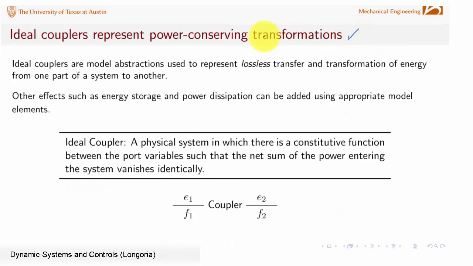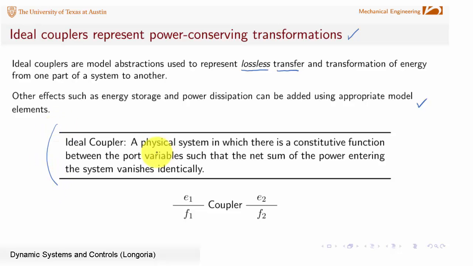So again, ideal couplers represent power conserving transformations. What we mean is that we're abstracting away from a device only that part that represents the lossless transfer or transformation of energy or power from one part of the system to the other. This means that those parts of the system, for example, that represent storage of potential or kinetic energy or dissipation, friction, that kind of thing, we're stripping that out, and we're only looking at the ideal part. So if we're building a model of a pump, for example, we would first identify what is the basic ideal coupling element, and then we would dress up that model with the realistic effects, right?